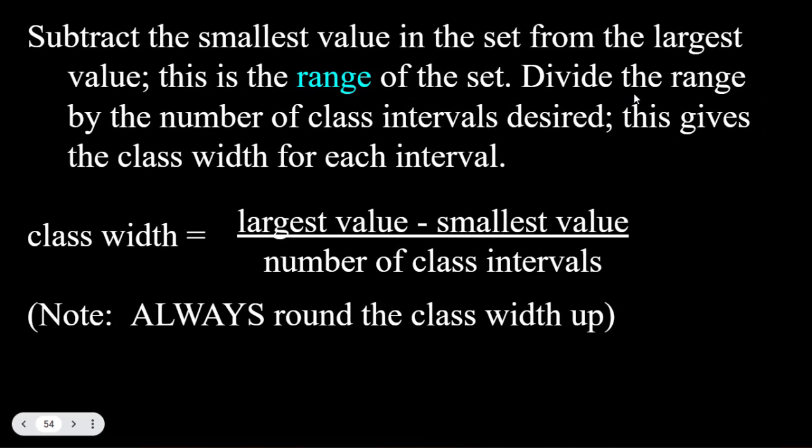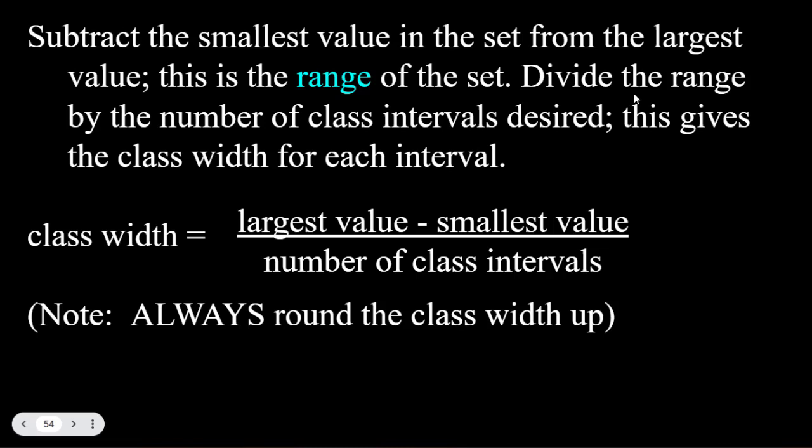Now, when we want to figure out how large to make our class widths, here's what we do. We're going to start out by subtracting the smallest value in the set from the largest value of the set. This is called the range of the set. Then we take that range and we divide it by the number of class intervals that we want to have. And like I said, for us, that's going to be like 5, 6, or 7, somewhere in that group. This gives us the class width for each interval. So the class width, this is written out as a formula: the largest value minus the smallest value, and then divide by the number of class intervals.